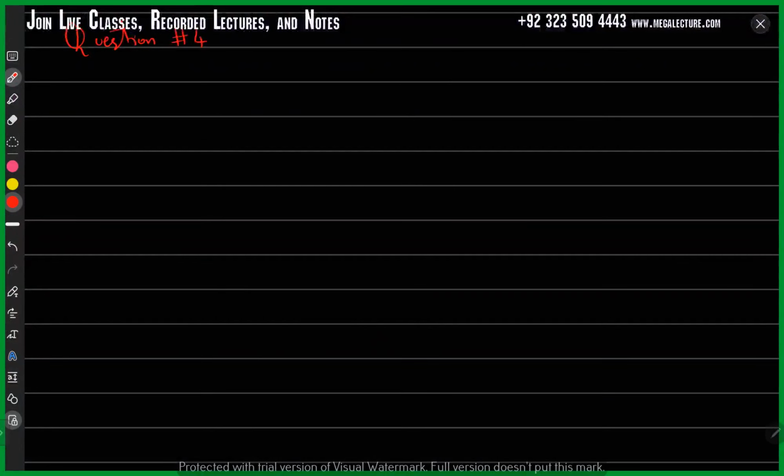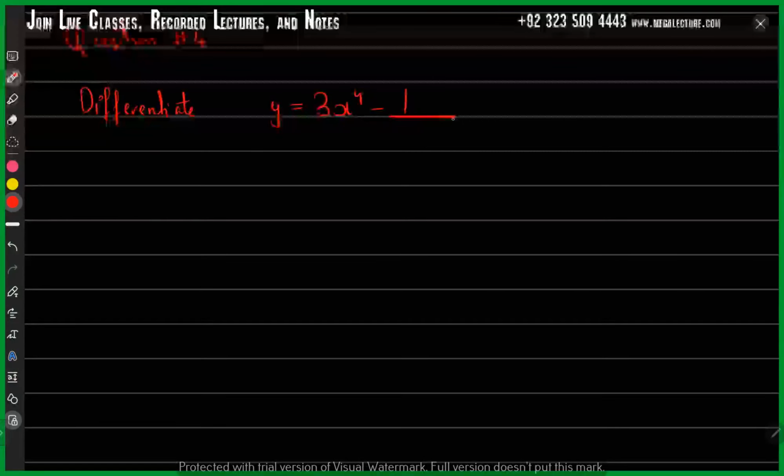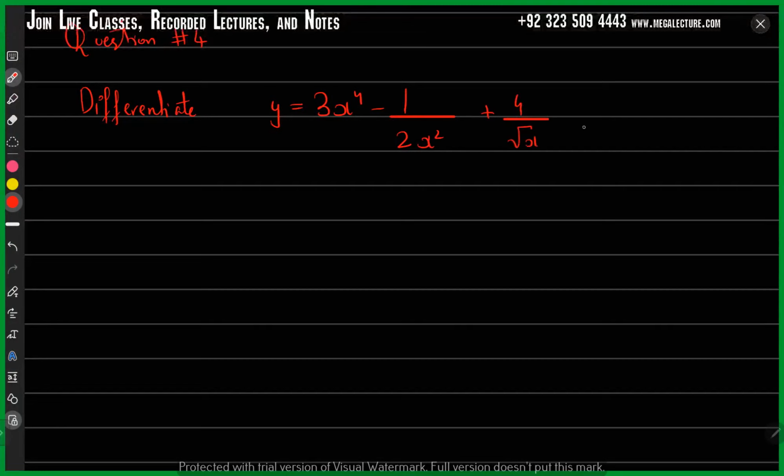This time around, again, you need to differentiate y equals 3x to the power 4 minus 1 divided by 2x squared plus 4 divided by root x plus 5 with respect to x. Okay, so this thing is mentioned. Let me write it down properly.